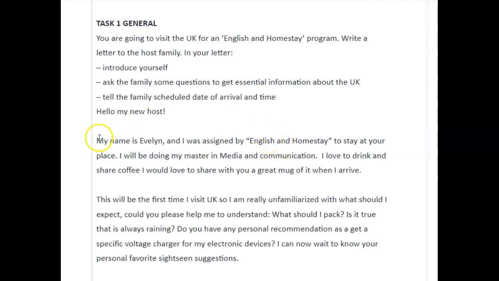So let's try it again, from the beginning, with all my suggestions. Let me see if I can remember them. Dear Mr. and Mrs. Smith, I was recently informed that you were assigned to be my host family, and so I would like to introduce myself. My name is Evelyn. I am from, I don't know, the Czech Republic, and I am planning to do my master's in media and communication.